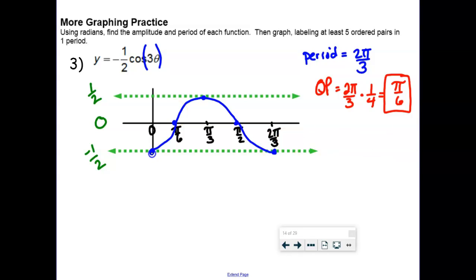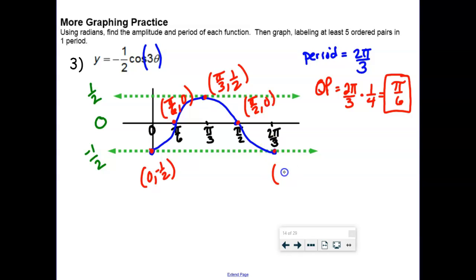Okay, so my ordered pairs, like this one right here. This is 0, -1/2. This guy is pi over 6, 0. That's a 6. This one is pi over 3, 1/2. We got pi over 2, 0. And 2 pi over 3, -1/2.